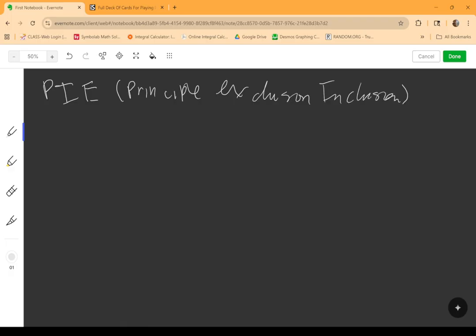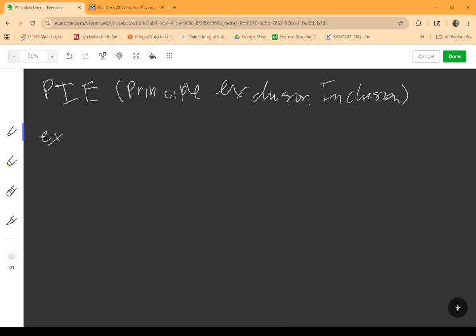All right, so in the previous video, we looked at Venn diagrams as a way to visualize the principle of inclusion-exclusion. So now let's take a look at a couple of examples here. Let's start off with something that is with two sets.